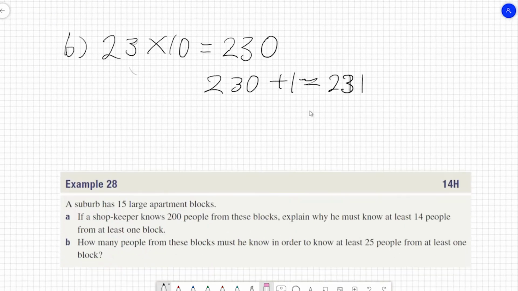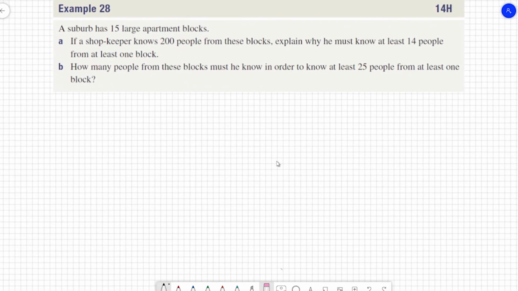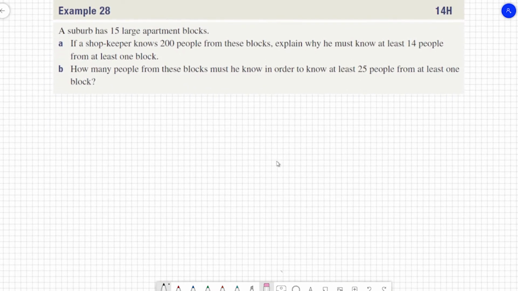Okay, let's move on. So here's one very similar. Now, if a shopkeeper knows 200 people from these 15 apartment blocks, explain why he must know at least 14 people from at least one block. So, of course, maybe all 200 come from the same block, which satisfies this condition, or 20 each from 10 blocks still satisfies this condition.